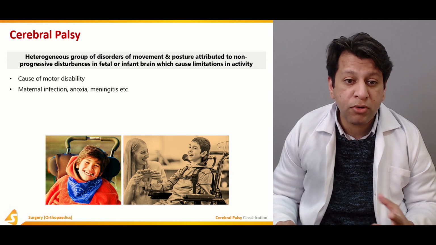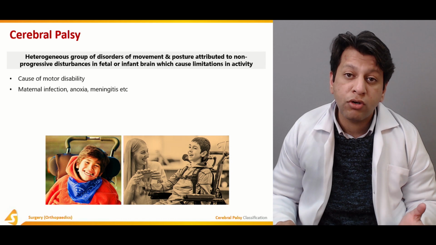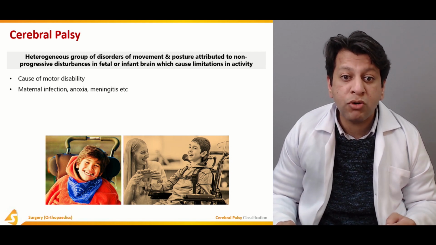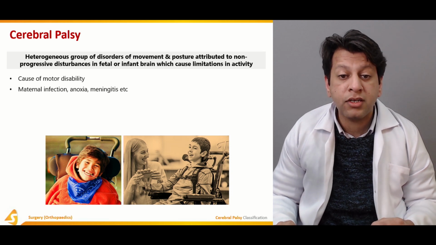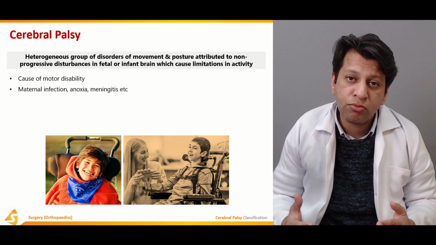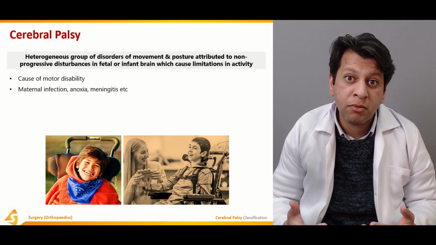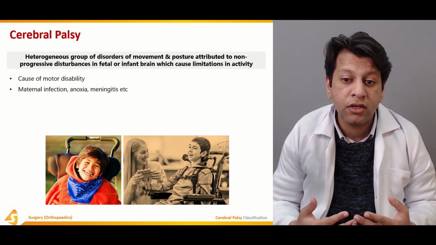The most common causes are maternal infections such as the TORCH infections, which include toxoplasmosis, rubella virus, and others. Then there may be brain anoxia or an ischemic insult. Secondly, even if the child is born properly, there may be an acute severe attack of meningitis in the early perinatal period, which may result in this kind of disability.